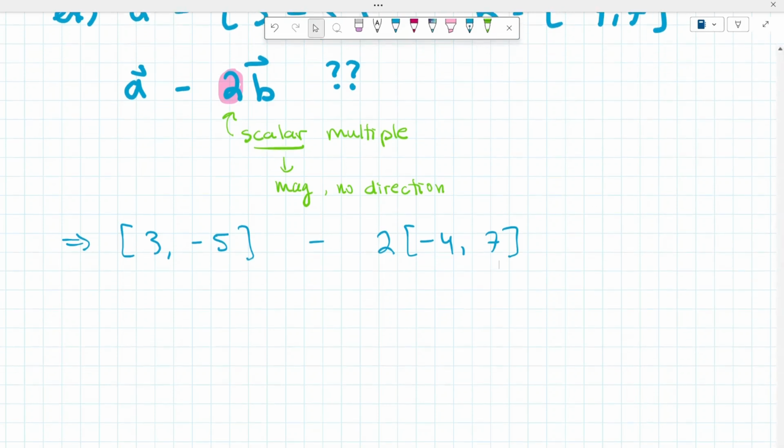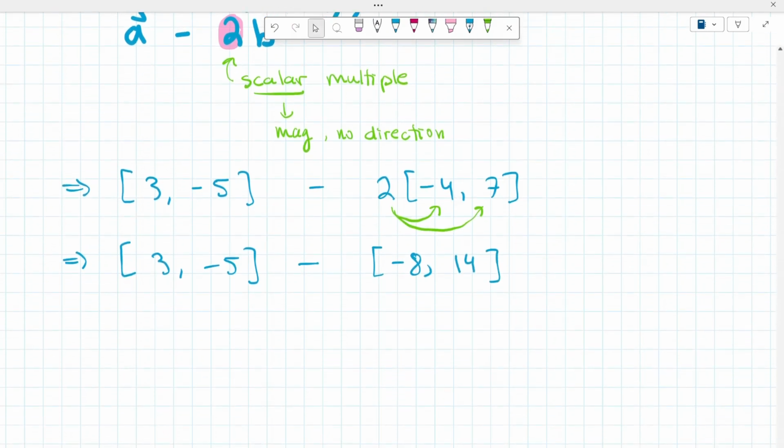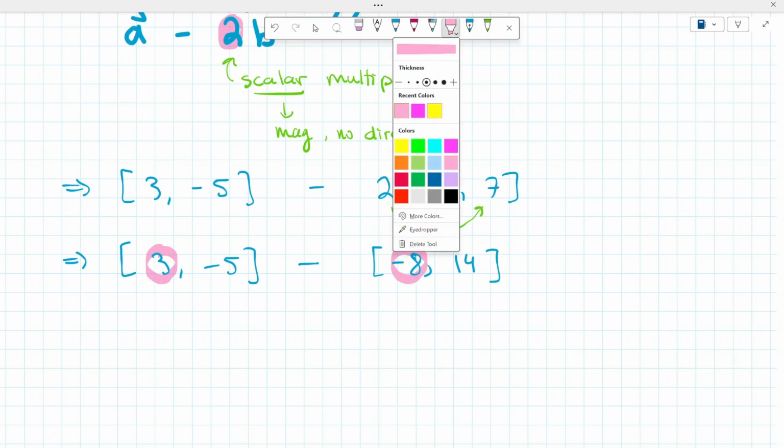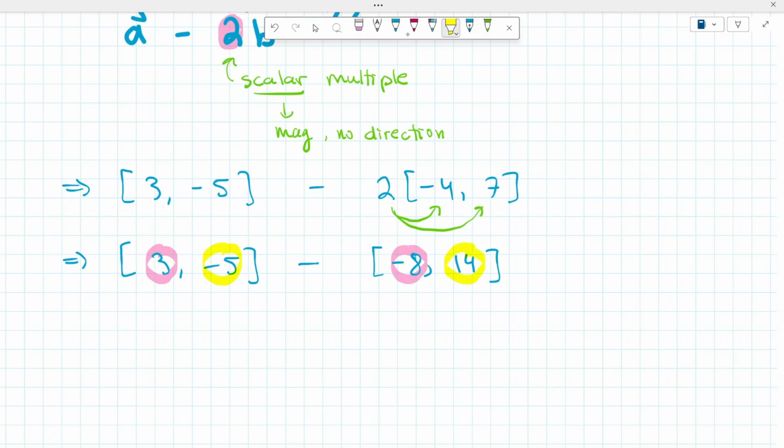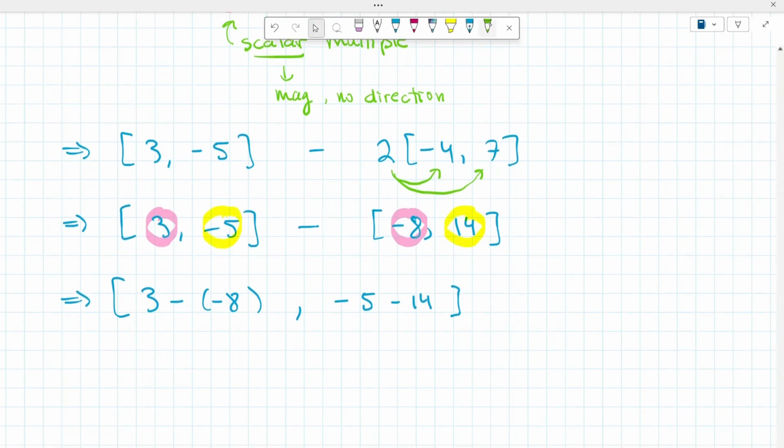And like I said, we want to multiply this 2 into both our components. You can think about it as a distributive property. So let's try that. Oops, let's go for the thinner pen over here. So we've got 3, -5, minus, and we distribute this, so we get -8 and 14. And now what we do, since we have the subtraction, we're going to do element by element. So that means that we're going to subtract the x components with each other, and then we're going to subtract the y components. So that gives us, let's break that up. We have 3 minus -8 as our x component. And then as our y component, we have -5 minus 14. So again, just to clear things up, this is our x, this is our y.